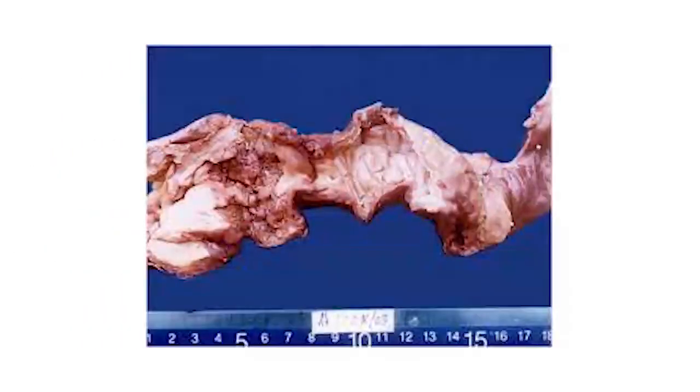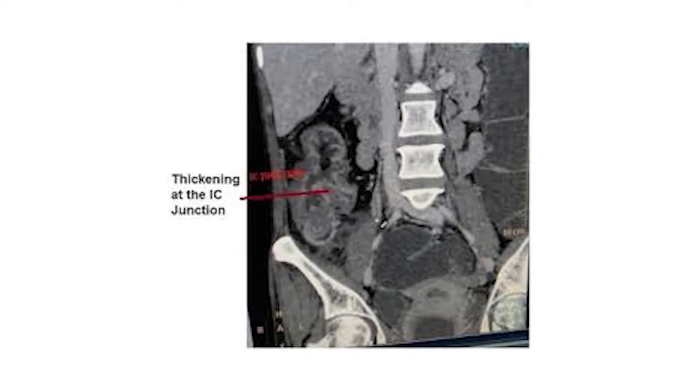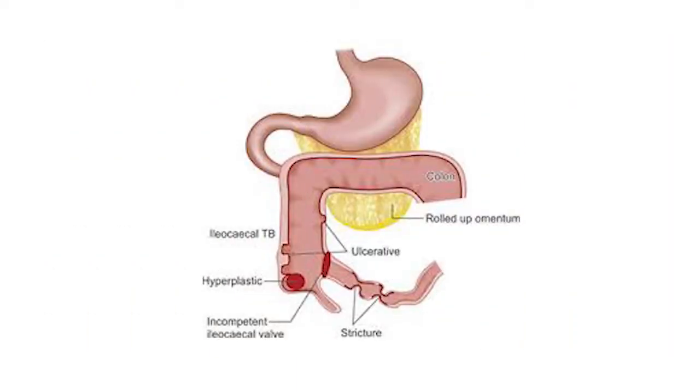Here is a good picture of hyperplastic ileocaecal tuberculosis. You can watch on your screen. This is another image, a CT abdomen, showing thickening at the IC junction. You can clearly see it on the CT scan. This is an animated picture showing ileocaecal tuberculosis, hyperplastic IC junction. An incompetent ileocaecal valve is there. Stricture of the ileum is also seen. Ulcerative ascending colon is clearly seen in this image.